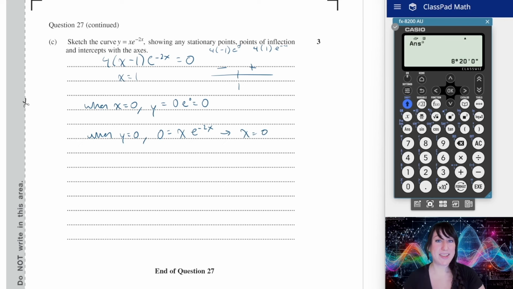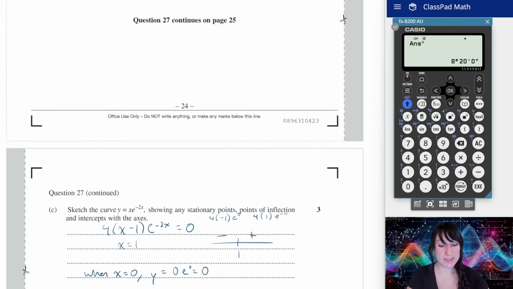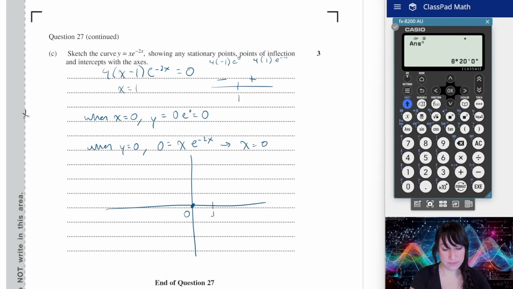And we already have that intercept as part of the y-intercept. So the only intercept is through the origin. Now we can sketch the graph. Our graph goes through the origin. We have a stationary point at 1/2, 1/2 e to the negative 1. That's a positive value. If you wanted to get an approximate number, you could work that out in the calculator.